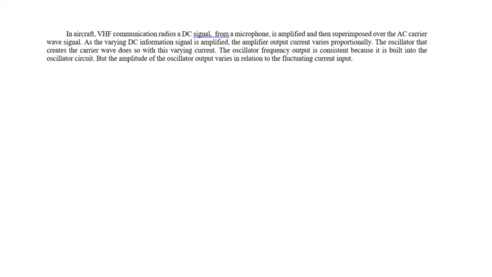In aircraft VHF communication radios, a DC signal from a microphone is amplified and then superimposed over the AC carrier wave signal. As the varying DC information signal is amplified, the amplifier output current varies proportionally. The oscillator that creates the carrier wave does so with this varying current. The oscillator frequency output is consistent because it is built into the oscillator circuit, but the amplitude of the oscillator output varies in relation to the fluctuating current input.